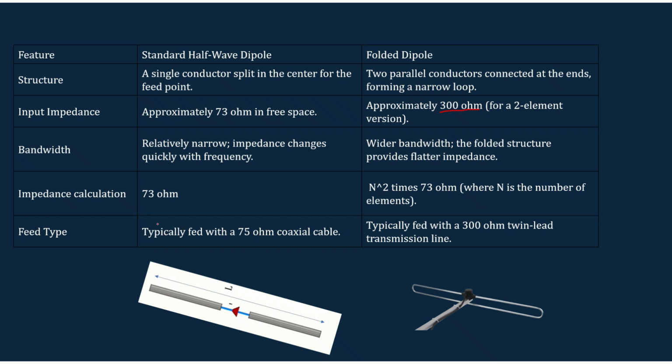And the impedance for the half wave dipole is always 73 ohm, and in case of the folded dipole, it can be calculated by n square times 73 ohm, where n is the total number of elements used. And for the half wave dipole, we are using 75 ohm coaxial cables, and for the folded dipole, we usually use 300 ohm twin lead transmission lines.